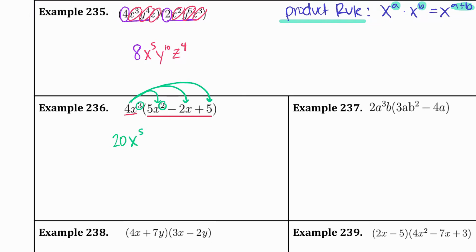Okay, 4x cubed times 2x. Remember, that's 2x to the first. So we get minus 8x to the fourth. And then we have 4x cubed times 5. So that's going to give me plus 20x cubed. We always check and see if we can simplify, see if there's like terms. We don't have any here, so we're finished.